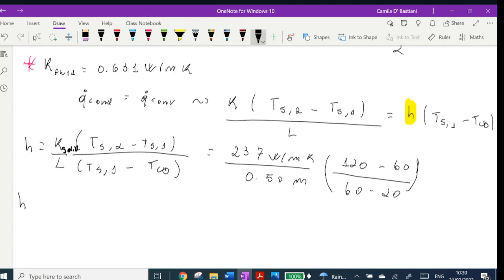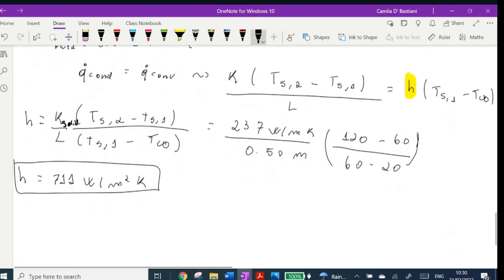So my heat transfer due to convection, my convection coefficient, is going to be 711 watts per meter square Kelvin. Okay, questions? First part done. The first part was the convection coefficient between the water and the solid.